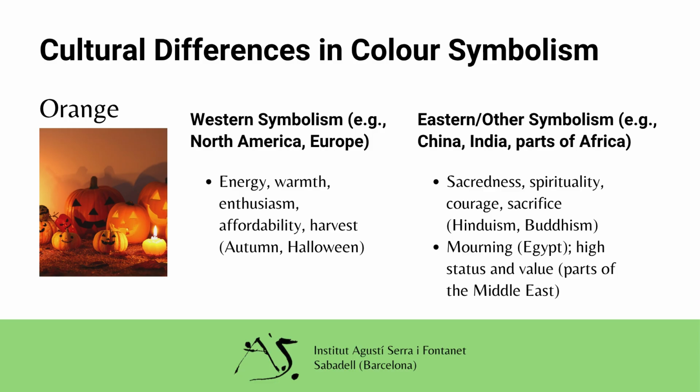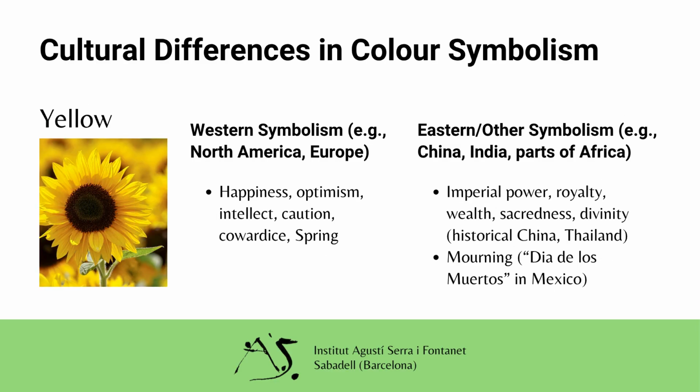In Egypt, orange is a color for funerals and mourning. In the Middle East, saffron orange is linked with high status and value. Yellow. It represents happiness, optimism, intellect, and caution or cowardice. It is associated with spring.